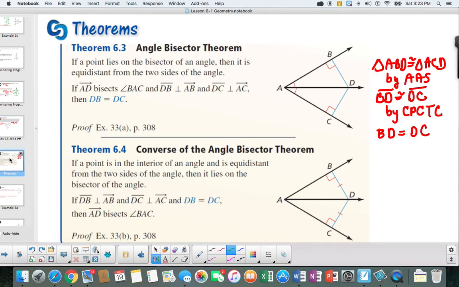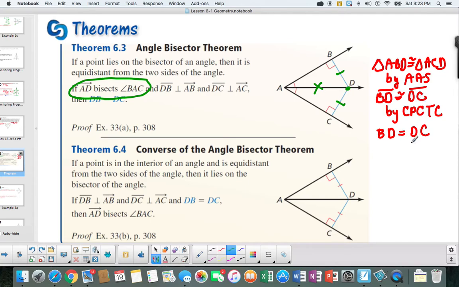Okay, this is what the angle bisector theorem states. It says if you have an angle bisector, any point on the angle bisector is equidistant to the sides. So this distance and this distance will be the same. And why is that? Well, because these two triangles can be congruent by angle, angle, side, this reflexive side, angle, angle, side. And once the triangles are congruent, we can get this by corresponding parts of congruent triangles are congruent.